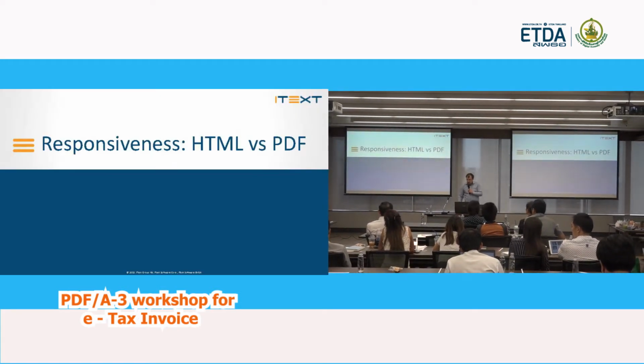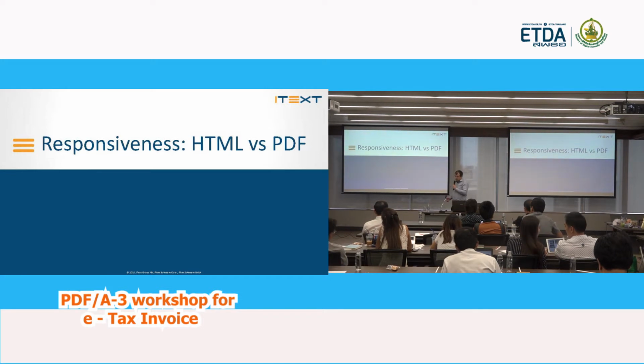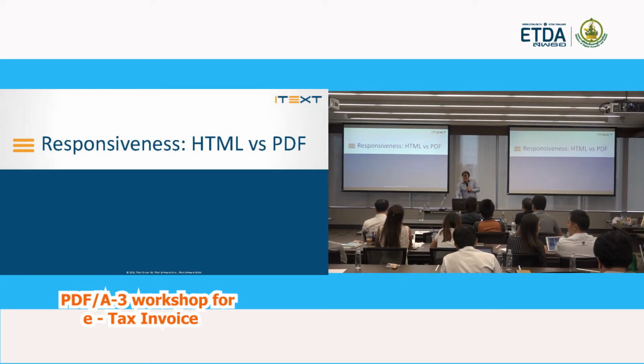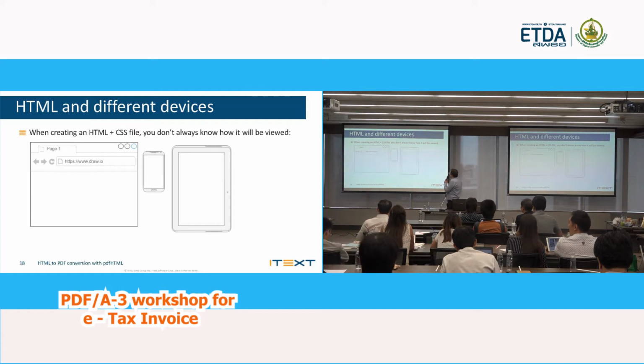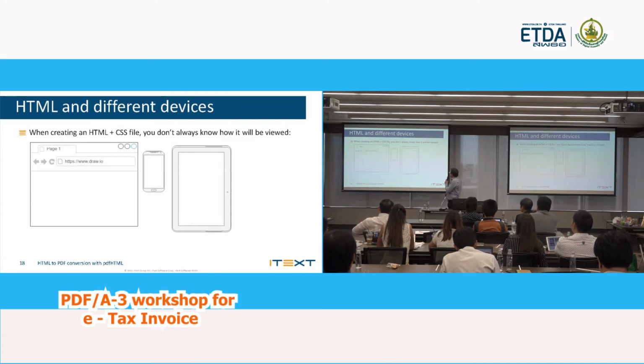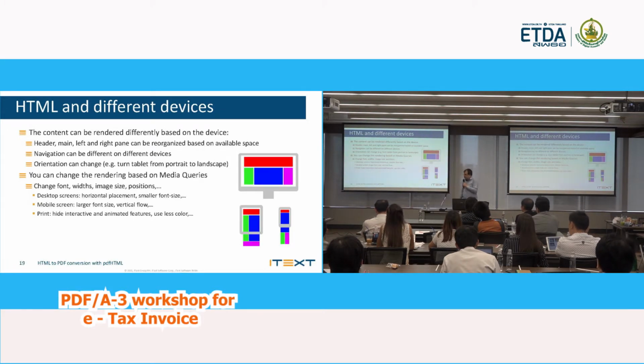Now, this morning when I talked about standards, I talked about the fact that when creating an HTML and CSS file, you don't always know how it will be viewed. Could be viewed in a browser, could be viewed on a phone, could be viewed on a tablet, maybe on a watch. And with HTML, you have the advantage that the content can be rendered differently based on the device. So you see the red part is a header, and then you have a body with a side pane on every side. If you look at the page in a browser, that's how things are organized.